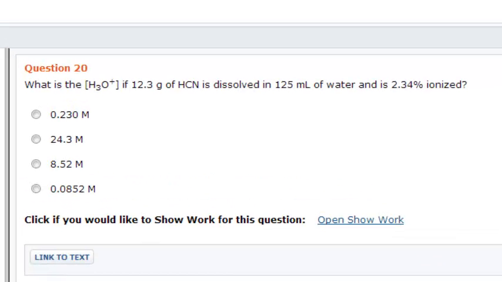Okay, so let's begin with problem number 20. What is the hydrogen ion concentration if 12.3 grams of HCN is dissolved in 125 milliliters of water and is 2.34% ionized? So HCN is a weak acid. The concentration of the HCN in the water will not equal the concentration of the H3O+. So we have to do that calculation first. So we figure out, first of all, molarity of HCN and then the molarity of H3O+.